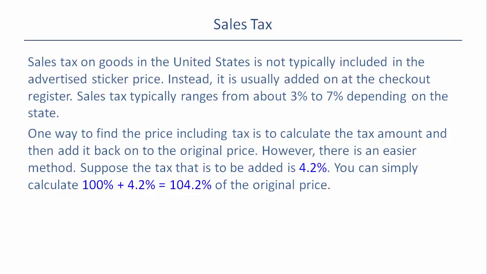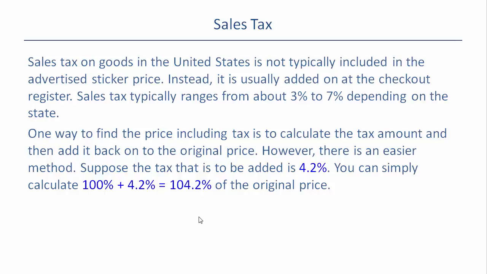Okay, sales tax ranges anywhere from, well, 3 to 7 is kind of a medium range, but there are places where sales tax can be as high as 10, 12, even 13%. When it's a decimal percentage, if you have to do 4.2% of something, that gets a little trickier to do in your head, but it's still pretty easy.